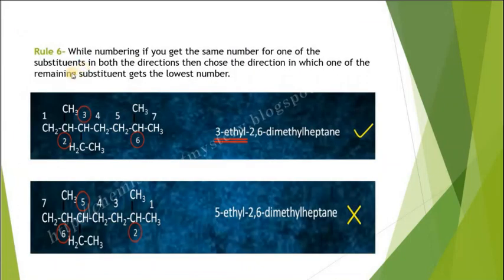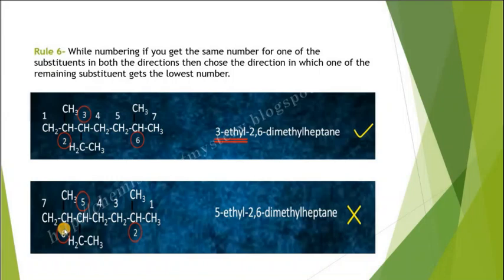Next rule is rule number 6. While numbering, if you get the same number for one of the substituents in both the directions, then we have to choose the direction in which one of the remaining substituents gets the lower number. Again, I am referring to the previous example. This carbon chain has 7 carbon atoms, and at positions 2 and 6 there are 2 methyl groups, and whether we number it from this side or from that side, in both cases the methyl groups are going to get numbers 2 and 6.